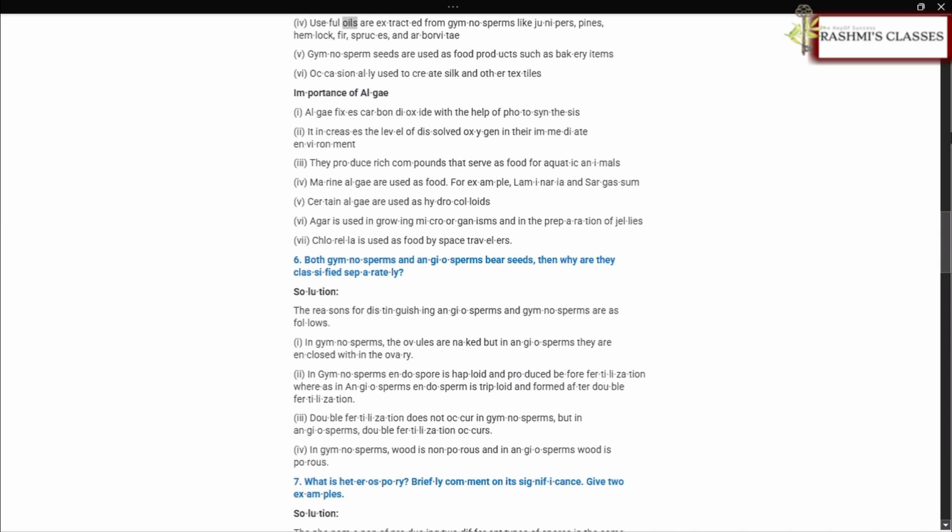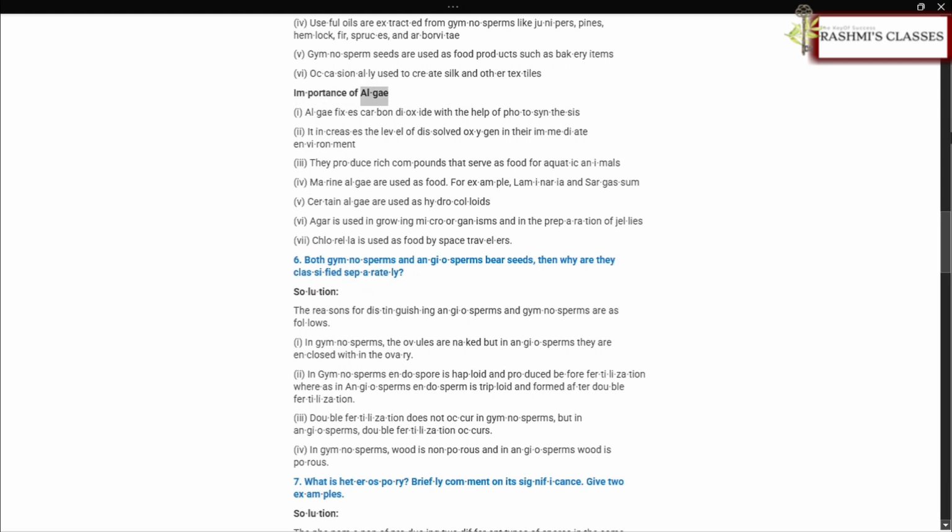4. Useful oils are extracted from gymnosperms like junipers, pines, hemlock, fir, spruces, and arborvitae. 5. Gymnosperm seeds are used as food products such as bakery items. 6. Occasionally used to create silk and other textiles.